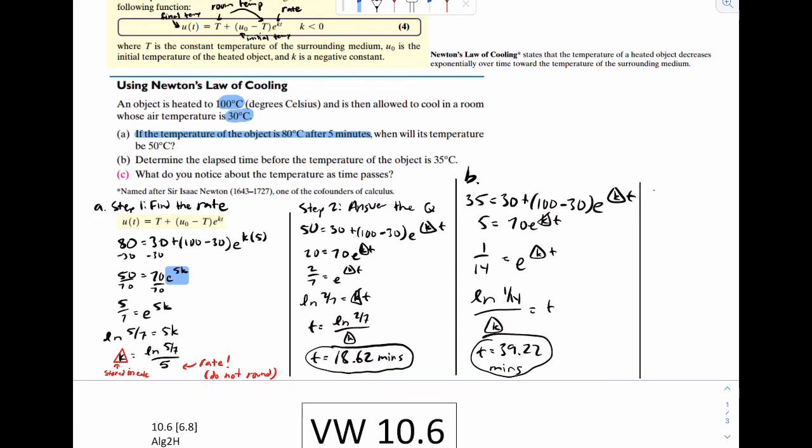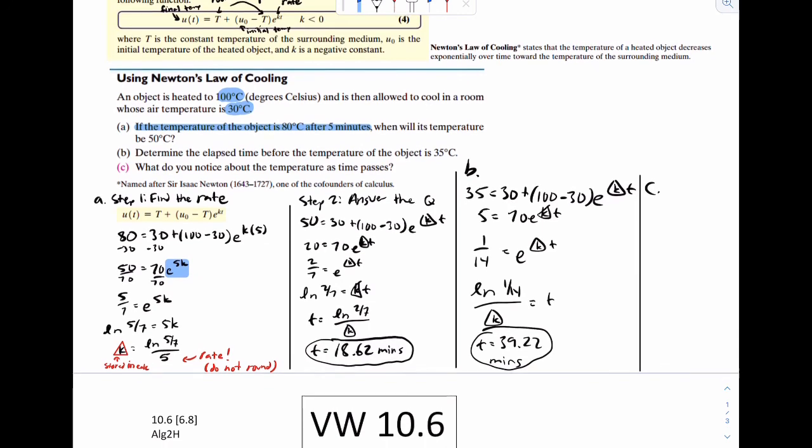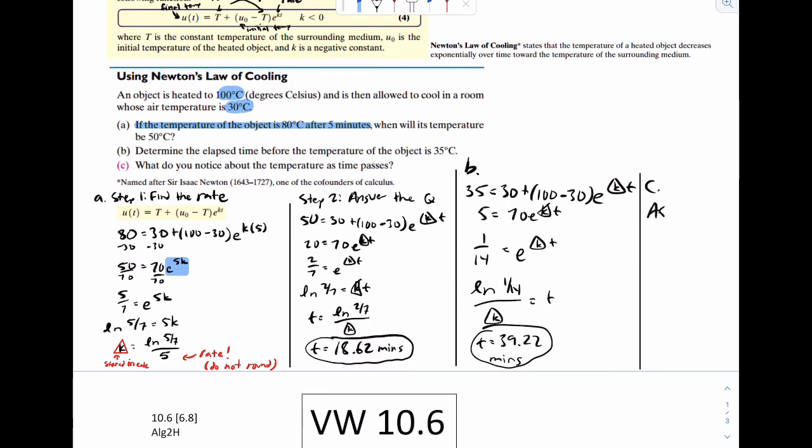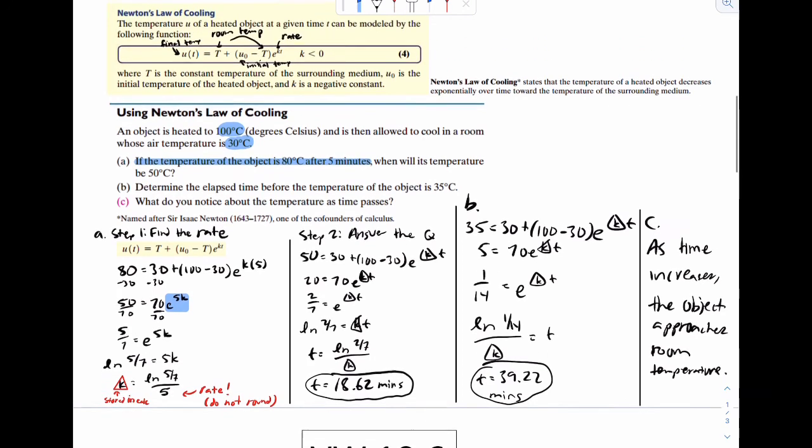Okay, and the last part, part C, it's kind of common sense. It says, what do you notice about the temperature as time passes? And so to keep it simple, as time increases, the object approaches room temperature, which makes total sense if you just think about it. An object would have to approach your room temperature over time. Okay, so that's it. Good luck on the questions, and I'll see you in class.